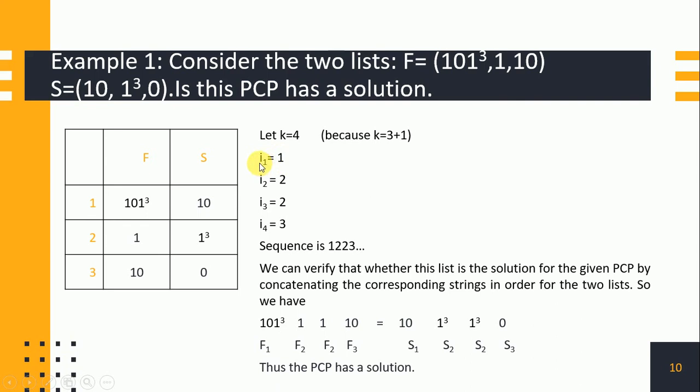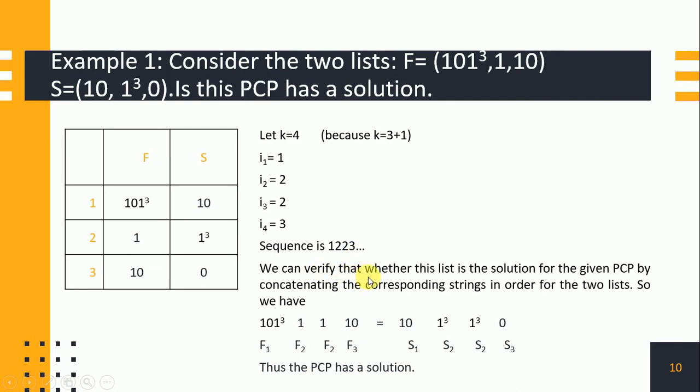Then you have to find out the sequence i1, i2, i3, i4. This is basically the arrangement, that is, which domino will be used first. So i1 is equal to 1 means the first domino will be used first, then the second domino, then the third domino, then again the second domino and then the third domino. So the solution sequence is 1, 2, 2, 3, right?